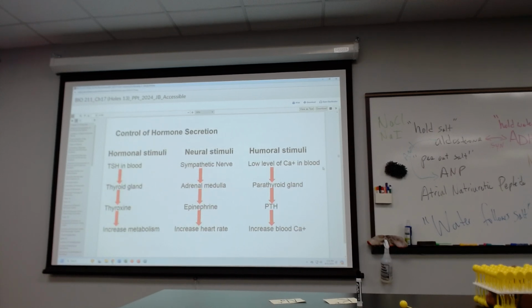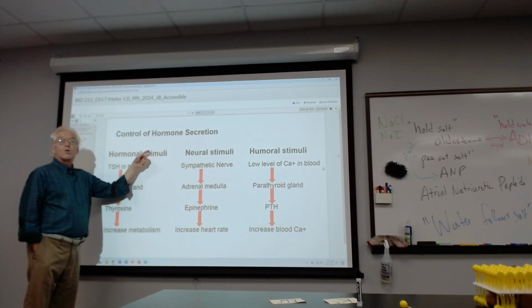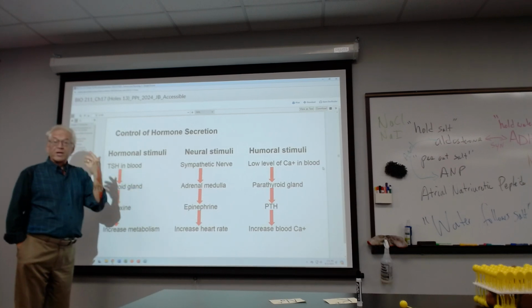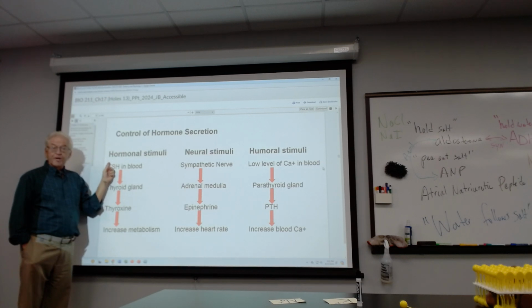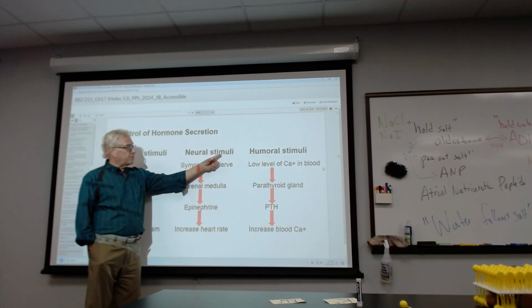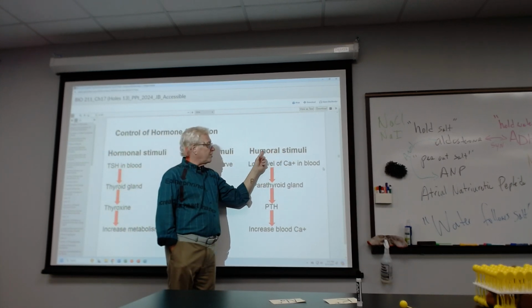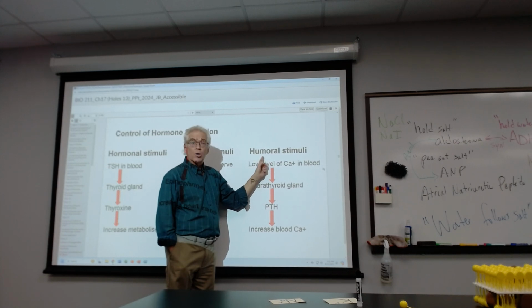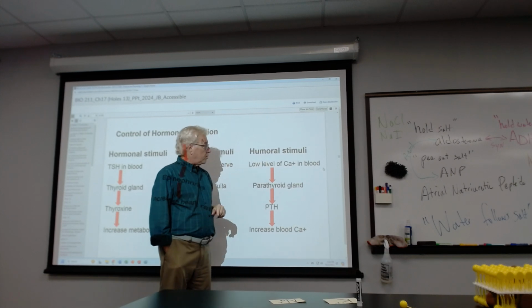Okay, here we go. This is your book's quick version of what we're talking about. To stimulate is to make an organ release a hormone. I can release a hormone by using a hormone. I can release a hormone by using a nerve. I can release a hormone by using a chemical in your humor, in your blood, that's not a hormone. Got it? So, let's start with this one.